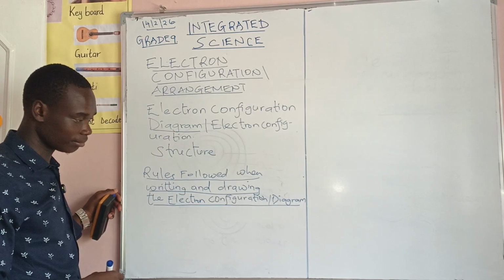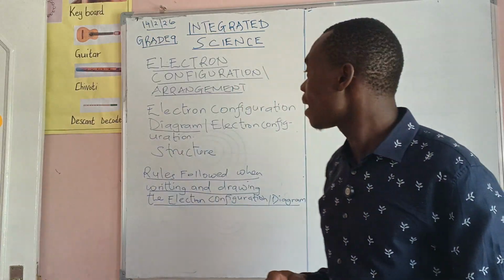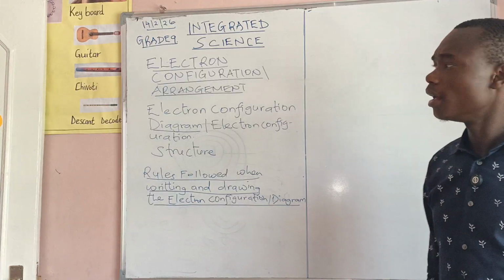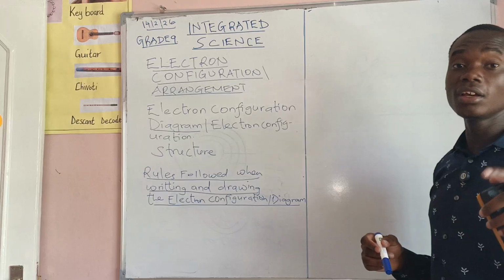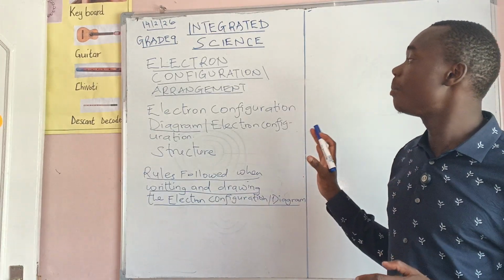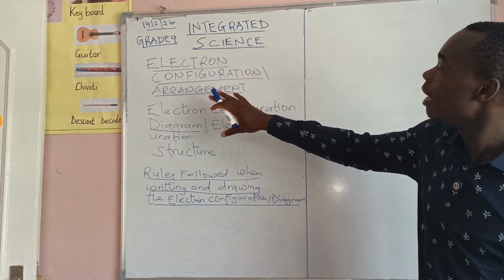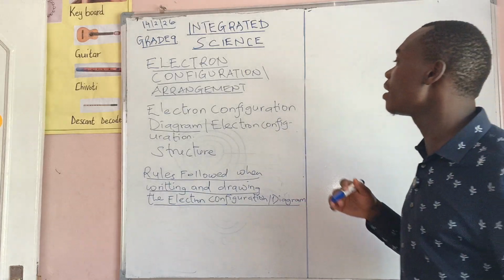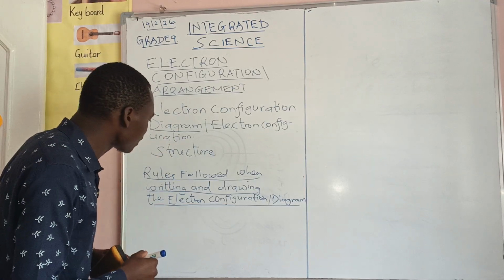Now, as a science student who is preparing for KJSF, this electron configuration arrangement won't miss. And I'm telling you for free that this will come in your exam. Because a well-set paper for science must have electron configuration, either arrangement or diagram, or a question pertaining to the electrons. Now, there are some rules.